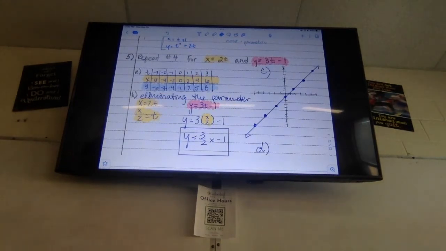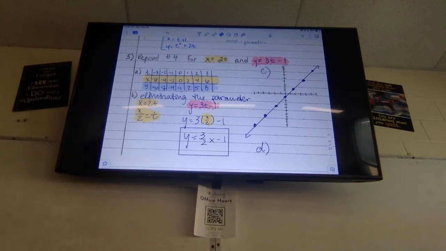Again, if you wanted to get the y equation, get that t by itself and substitute it in for the x, you're more than welcome to do that. I just think it's easier to get the x one by itself because there were less steps. We just divided by 2, and then I was able to easily plug x over 2 in for my t.